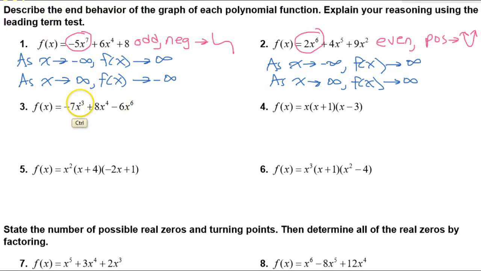Now looking at number 3. Be careful. The leading term is not always first if it's not written in standard form. Look for the highest exponent. So this is actually the leading term, so don't get fooled by that. This is even degree, and it is a negative leading coefficient. So that means the end behavior is going to look like this.